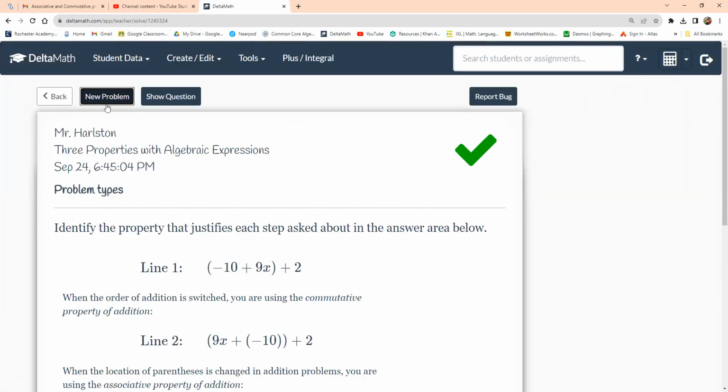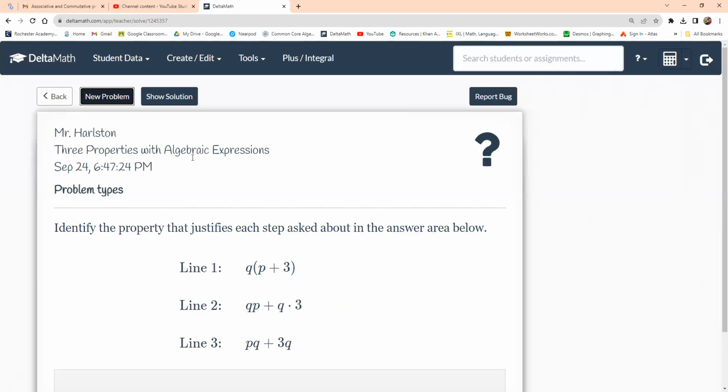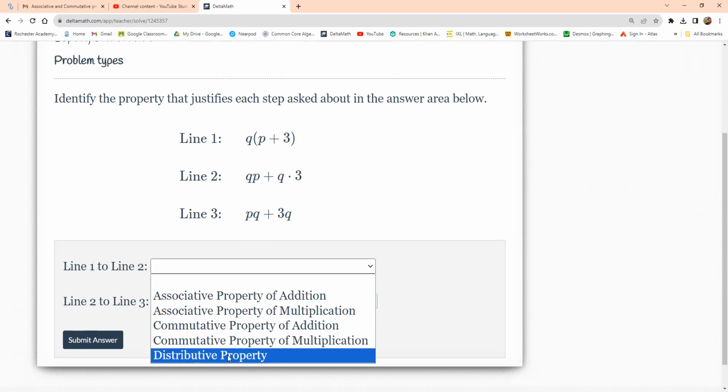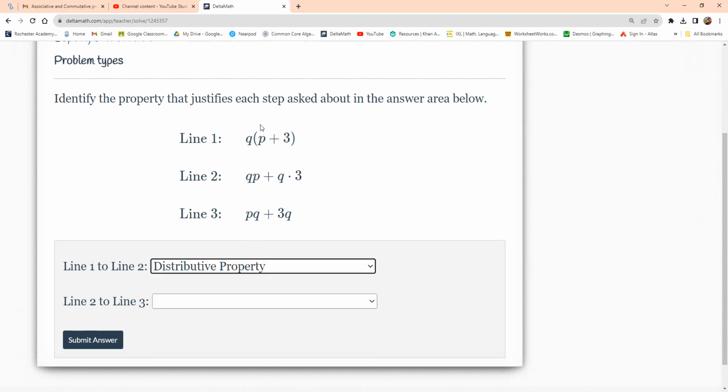All right, let's try another one. Okay, we got 3 lines here. Remember, this one is the easy one. Whenever you get rid of parentheses, you always are using the distributive property. So this first one is going to be the distributive property. We distributed the q times p and then the q times 3.